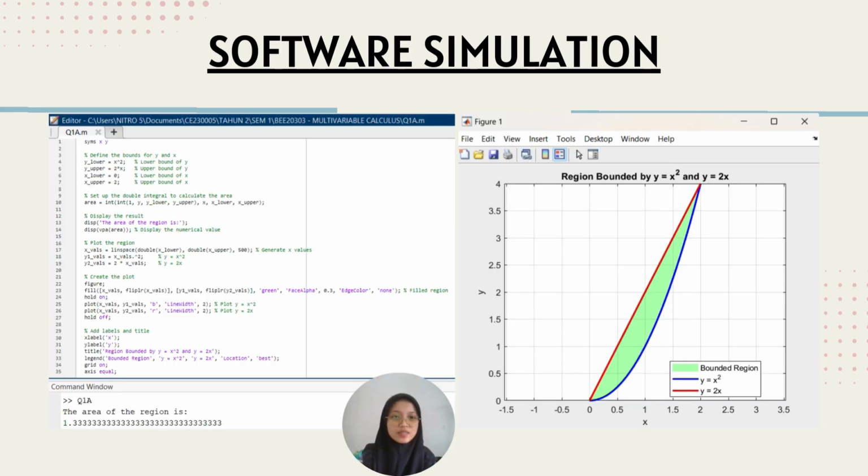Next, for the software simulation, I use MATLAB. First, define the bounds for y and x. Y lower equal to x squared, y upper equal to 2x, x lower equal to 0, and x upper equal to 2. Second, set up the double integral to calculate the area. Third, display the result. Fourth, plot the region. Fifth, create the plot. And lastly, add label and title. So the answer for the area is 1.333, and beside the coding is the result after we run the coding.